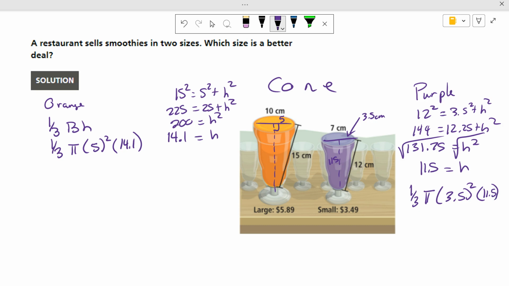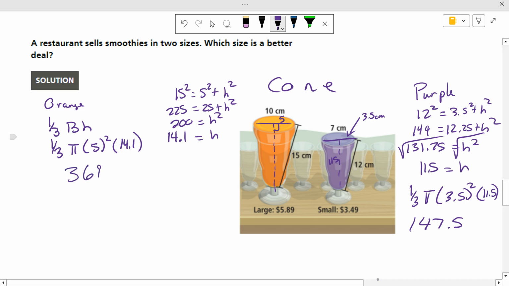Okay, so do the math on each of these. So let's do the orange one first. 1/3 times pi times 5 squared times 14.1. 147.5. Okay. So what's orange? 369.9.